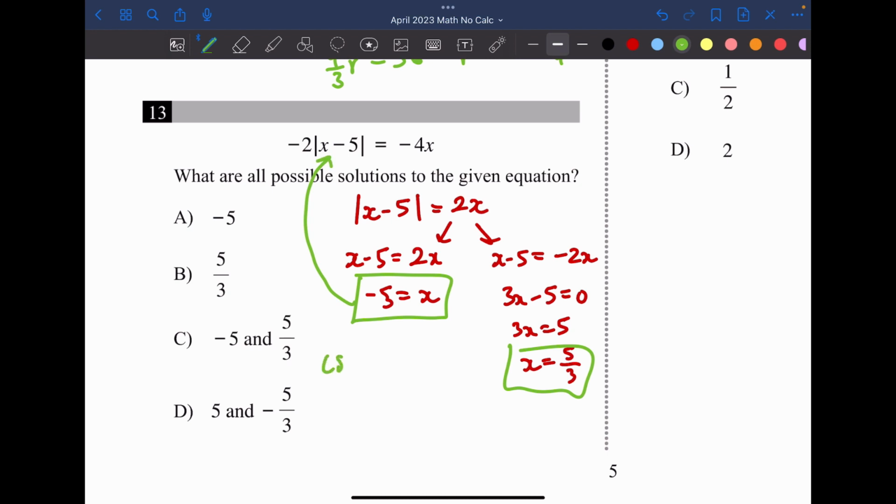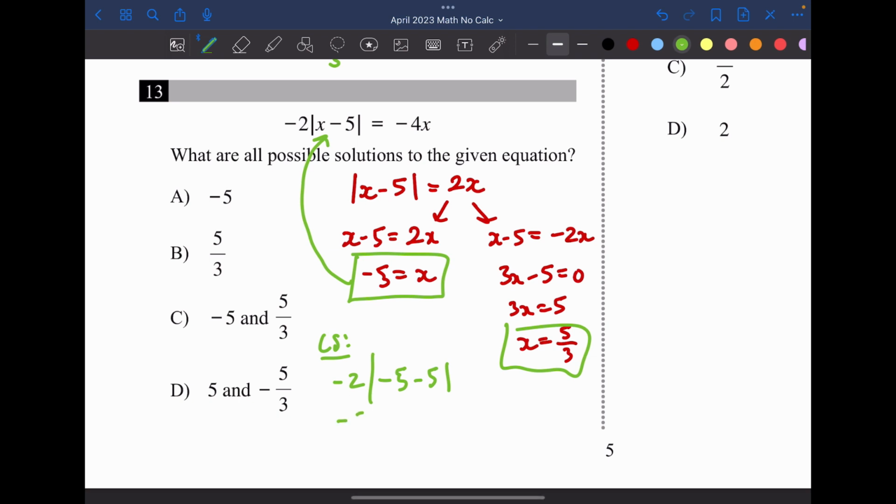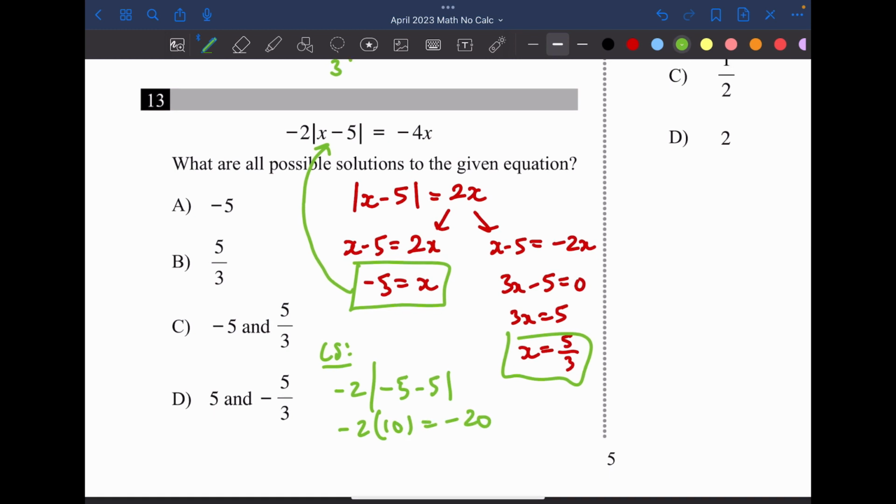For the left side, you would have -2 times the absolute value of -5 minus 5. Okay, this would be -2 times the absolute value of -10 is 10. So -2 times 10 is equal to -20. And then on the right side, you would have -4 times -5, because all I'm doing is plugging in -5 into x. This would be 20. Is the left side equal to the right side? Is -20 the same as 20? No. That means this was a trick question. -5 is not a solution. So we can cross that out.